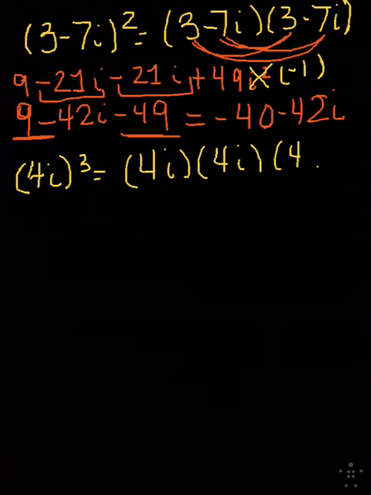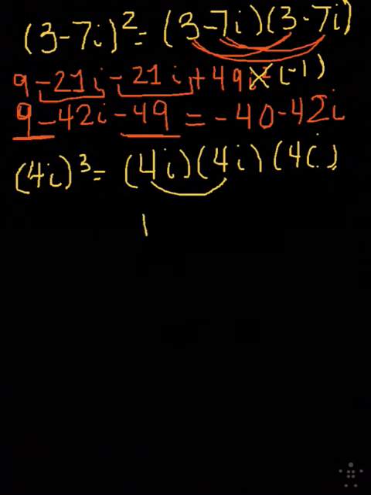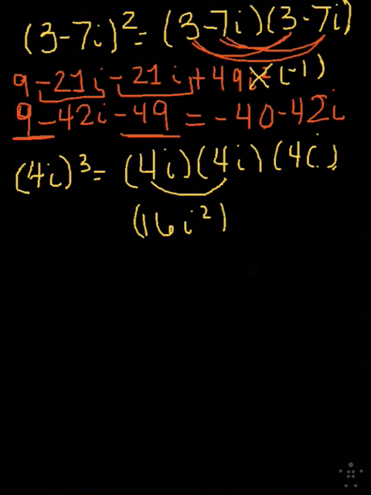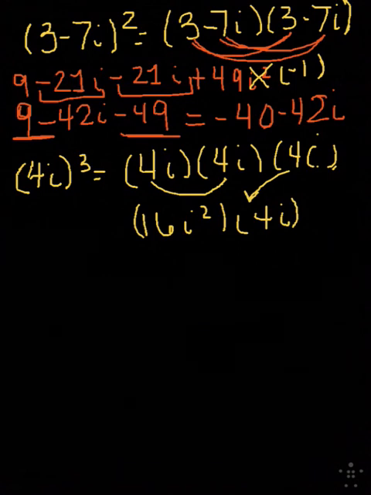So here I'm just doing regular multiplication. Doing the first two, then I'm going to do the third one. So 4i times 4i is 16i squared. Then I'm going to bring this one down. So now it's 16 times 4i. 16 times 4 is going to be 64.